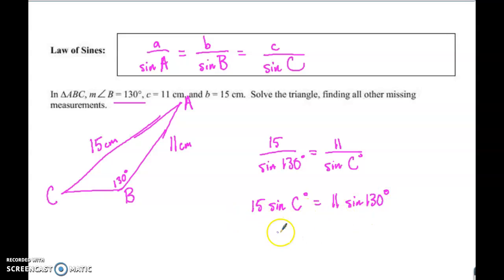And then divide the 15 over. And let's do two steps at once, because C is in degrees. If you're ever solving for an angle, you need to do the inverse sine of 11 times sine of 130, all over 15 inside those parentheses. So how do you type that into your calculator?